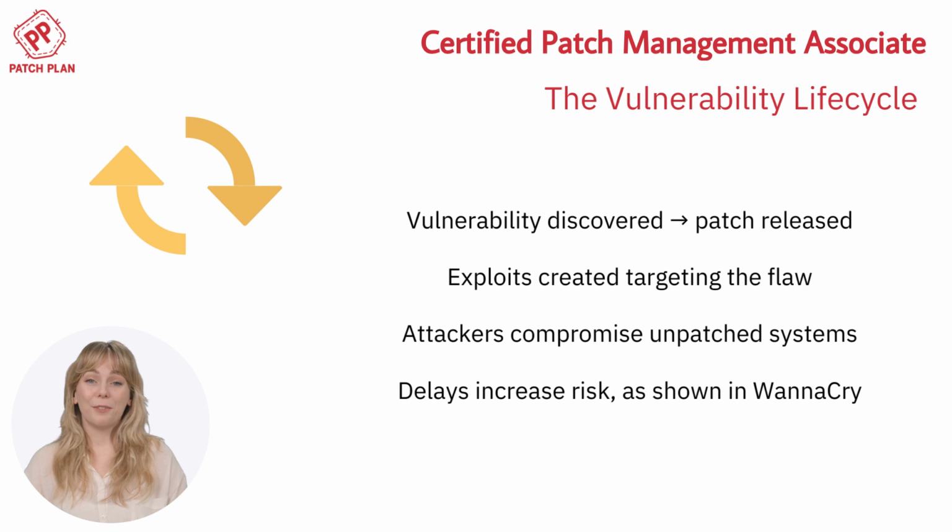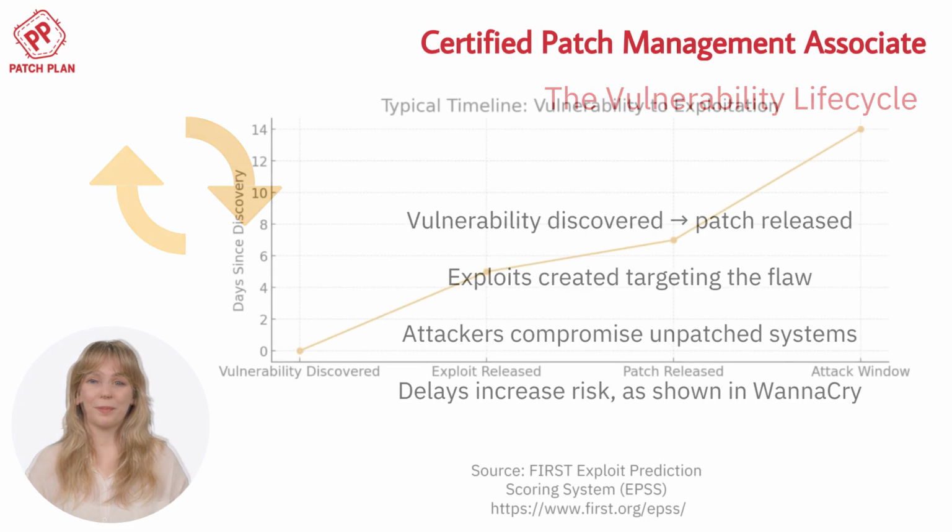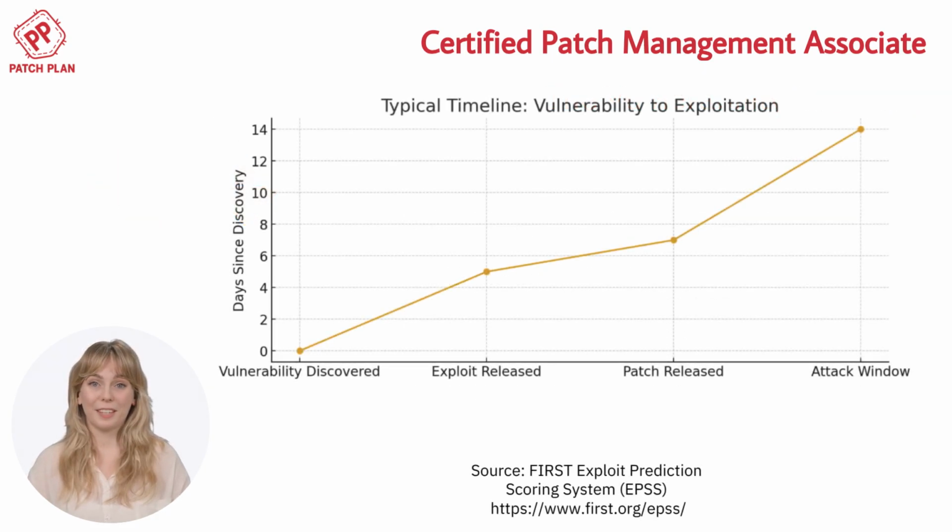Microsoft released a patch for the SMB protocol months before the ransomware outbreak, but because many organizations delayed, attackers were able to exploit it on a massive scale. When a new vulnerability is disclosed, the clock starts ticking. In many cases, attackers begin working on exploits immediately. Security researchers have found that the median time from disclosure to active exploitation is now measured in days, not weeks or months. Some flaws are weaponized within 24 to 72 hours.